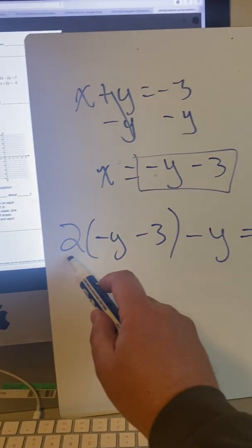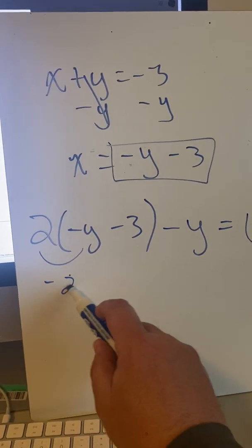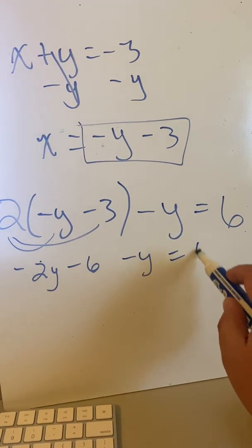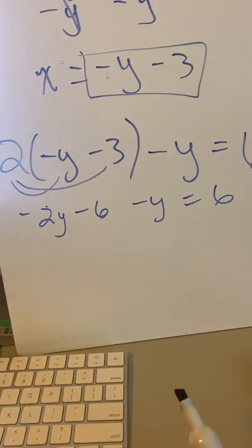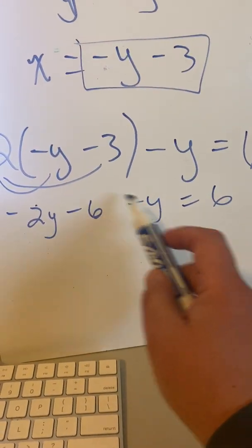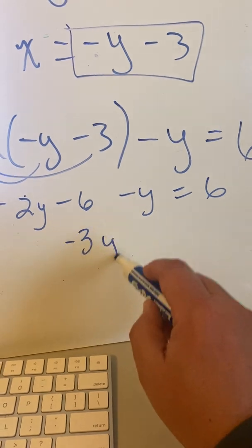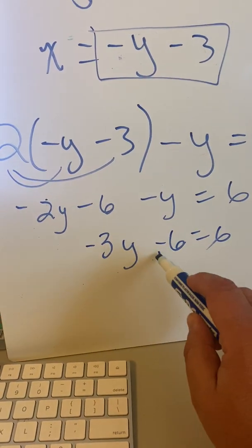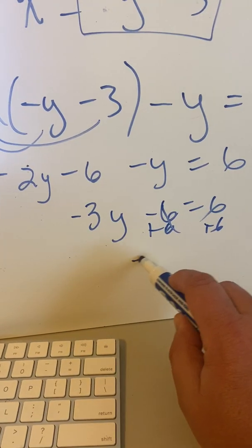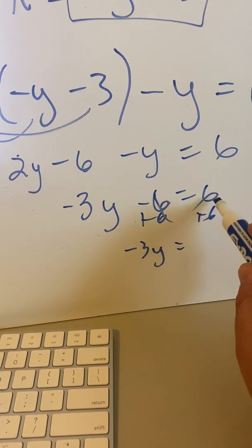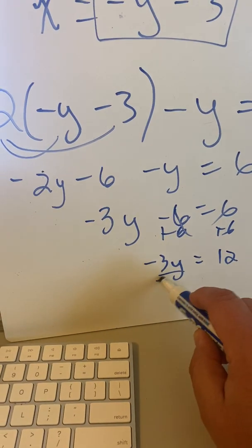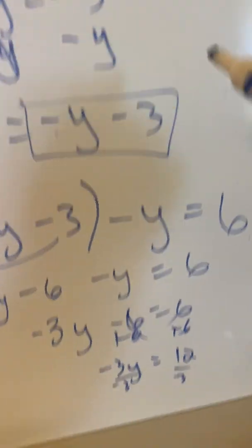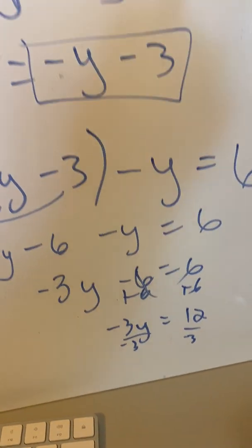Now distribute the 2. 2 times negative y is negative 2y. 2 times negative 3 is negative 6. Bring down the minus y is equal to 6. Now it's just a two-step equation. Combine the y's, it makes a negative 3y, and a negative 6 is equal to 6. Add 6, and negative 3y is equal to 12. Divide by negative 3, and we should get y is equal to 12 divided by negative 3, which is a negative 4.